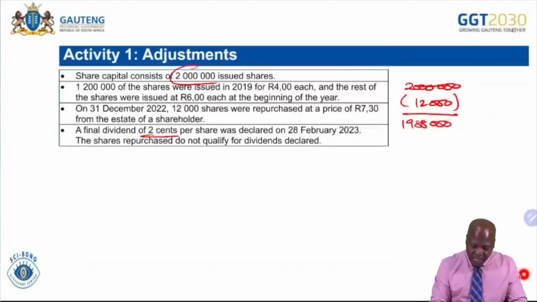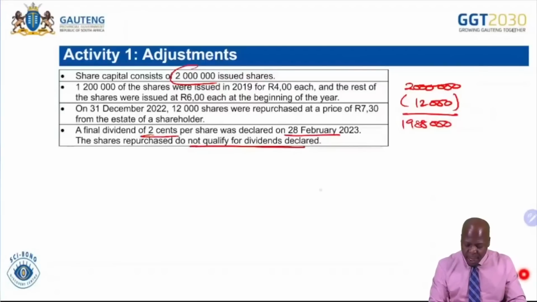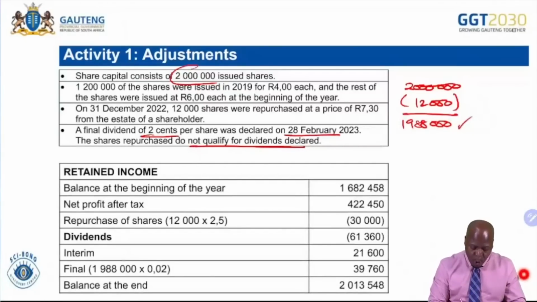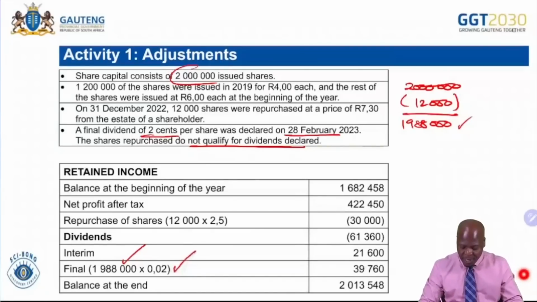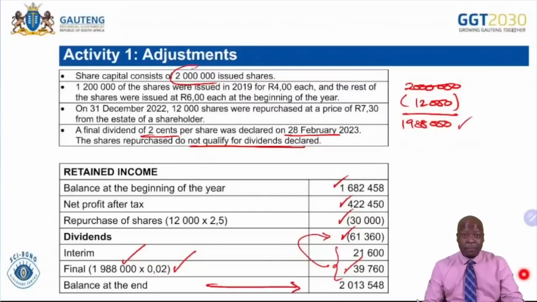A final dividend of 2 cents per share was declared on 20th February. The shares repurchased do not qualify, so we are only going to give it to the 1,988,000. So we are coming here now to say the 1,988,000 multiplied by the 2 cents. That is how we get the 39,760. And then we add these two to give us the 61,360. Once we do that, then we can now say our balance at the beginning plus the net profit after tax minus the repurchase of shares minus the dividends, then we get the balance at the end. In this case, we have completed question 1 of the Free State 2023 prelim paper.